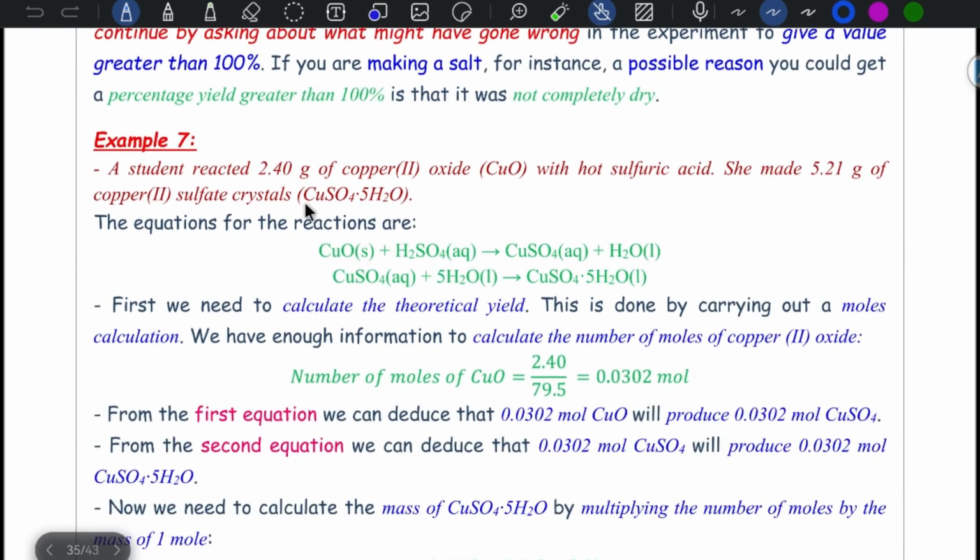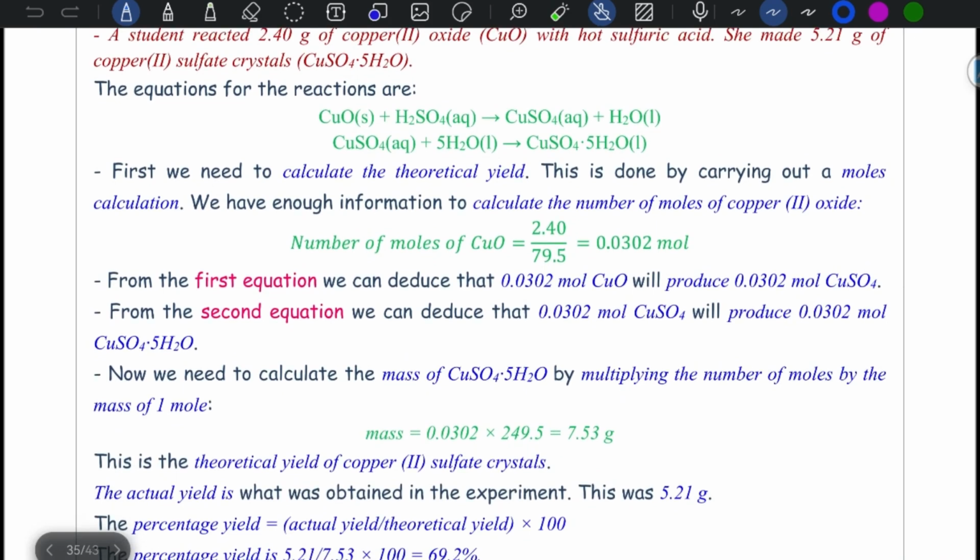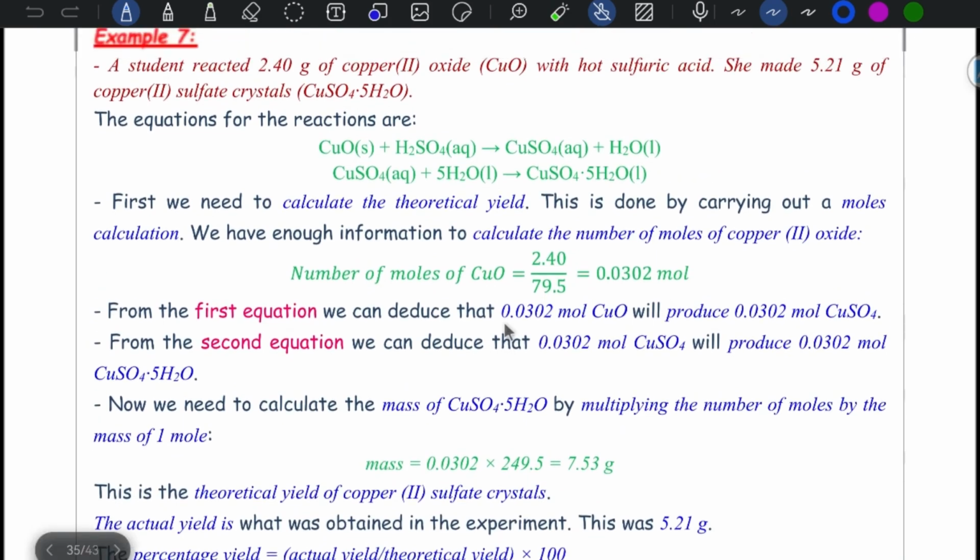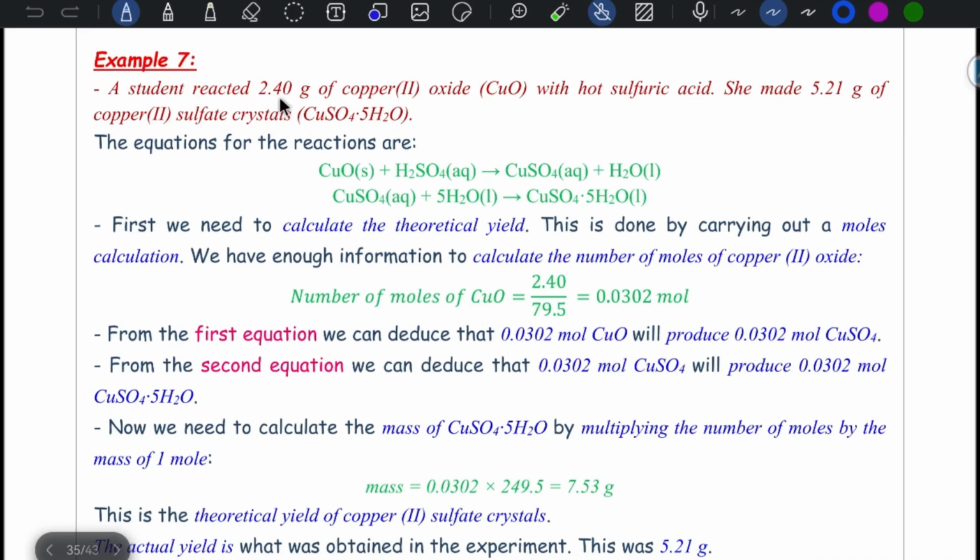Example 7. A student reacted 2.40 gram of copper 2 oxide with hot sulfuric acid. She made 5.21 gram of copper 2 sulfate, hydrated form. The equation for the reaction is as you can see. First we need to calculate the theoretical yield. This is done by carrying out more calculations. It mentioned the student reacted 2.40 gram of copper oxide, so you can calculate the number of moles by dividing by the Mr of copper oxide. Dividing mass over Mr gives the number of moles.